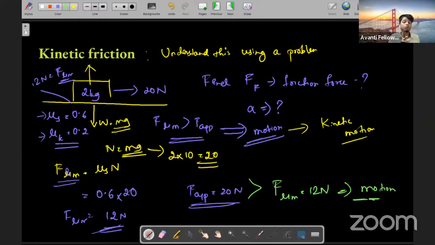Now, students, I want to ask you, if there is motion, will there be any static friction? Let me know. When there is motion, there is no static friction, because it has crossed the limiting friction, the maximum static friction. Now you have got the idea of this friction force that needs to be found out.